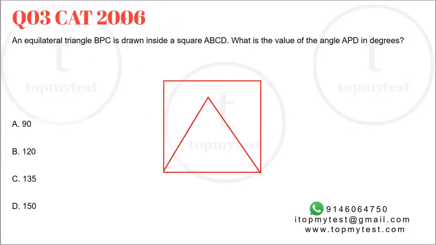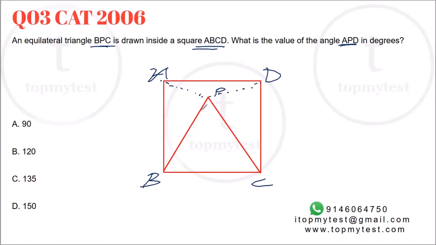The third question is from CAT 2006. I'm pretty sure you would have seen this in some of your textbooks as well as an explanation. Very nicely made question. Let's see what this is. An equilateral triangle BPC is drawn inside a square ABCD. So you have A, B, C, and D, and P is inside the square. What is the value of the angle APD?